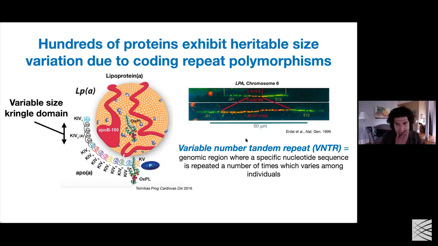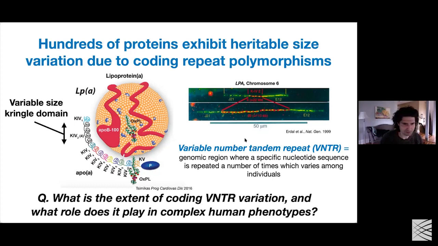Since VNTRs are difficult to measure directly from SNP array and sequencing technologies used in most genetic association studies, the extent of this variation and its phenotypic consequence are largely unknown. That's the question we asked in this project. In this project I'll tell you about today, we attempted to survey the landscape of coding VNTR variation and determine the role that coding VNTRs play in the inheritance of complex human phenotypes.